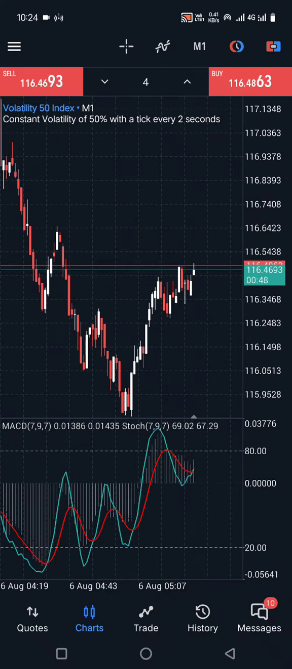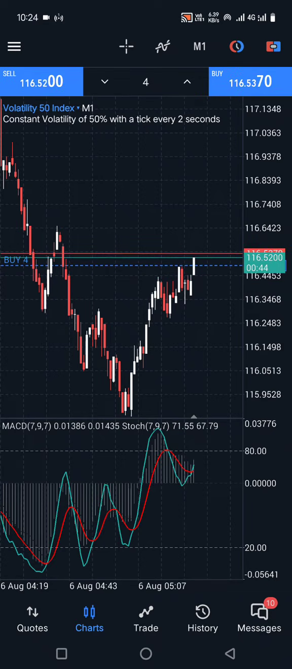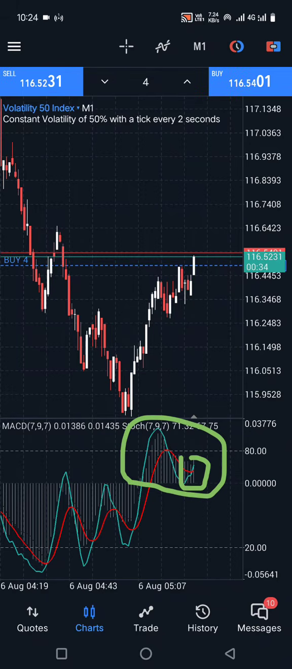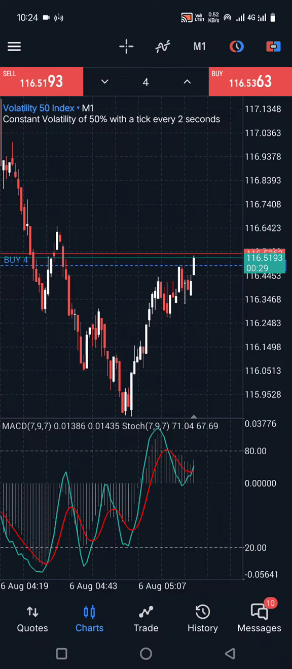Okay, so we are going into the buy. We just opened a buy trade. Why did we take this trade? Because the MACD histogram is showing upward, and the stochastic is crossing, showing the market is bullish. Hope you understood how to take the buy entry when both directions are confirmed.